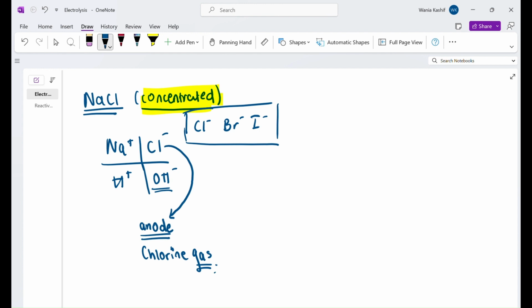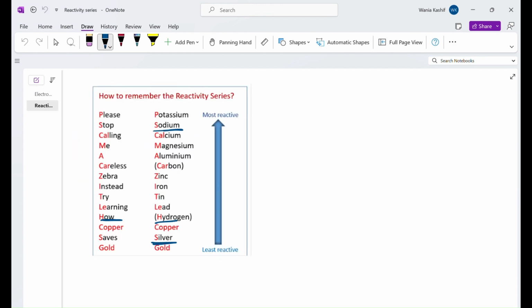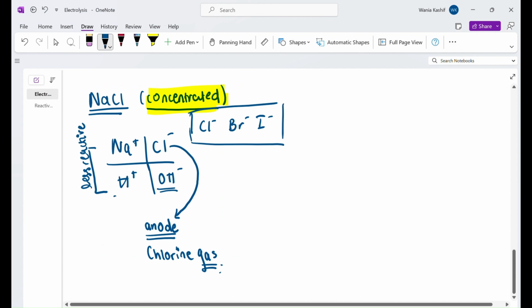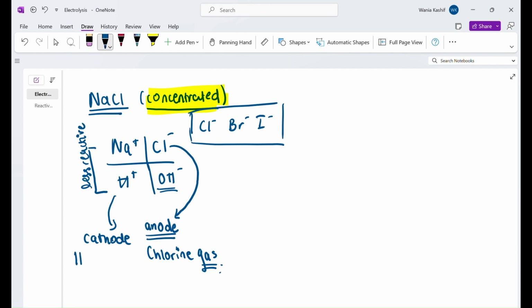Now, on the positive hand side, you need to work with reactivity. Always the less reactive one will go forward. So the less reactive one is the one you are looking for. If we look at the reactivity series, hydrogen is much less reactive than sodium. It's all the way down there. So over here, hydrogen will go forward to cathode and will form the hydrogen gas.